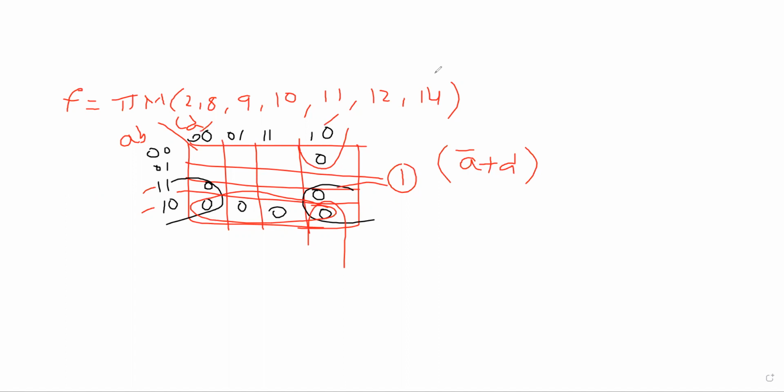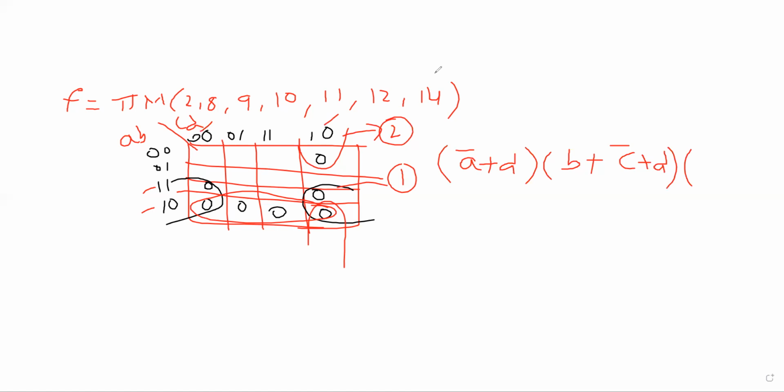Now let us consider this one as the second group. Once again we are having how many rows? Two rows. Which one is common here? B is common. Plus, how many columns? Only one column. That means we can write C complement plus D into.